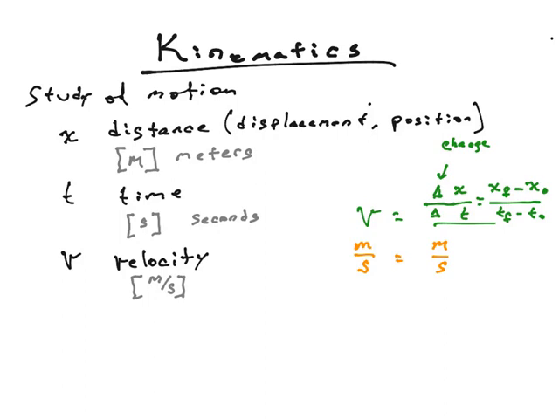And so we have our first big equation. Velocity is the change in distance per time. How far did you go? Divide it by how long did it take to go that far, and you have your velocity. All right, well, that's pretty good.